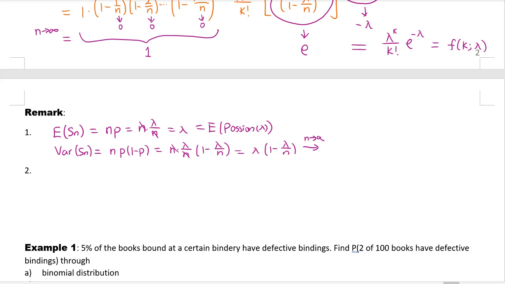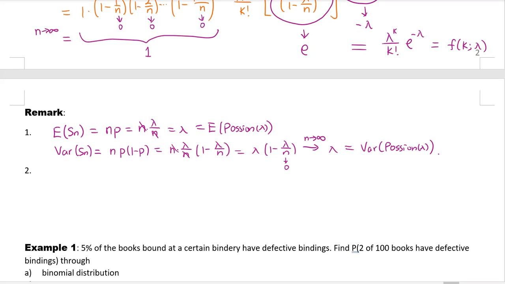Okay, this cancels, but you can see this is lambda times 1 minus lambda over n. But when n goes to infinity, lambda over n just goes to 0. So 1 minus 0 is 1. So this just converges to lambda. And lambda is exactly the variance of the Poisson distribution. So because we use the Poisson distribution to approximate the binomial distribution when n is large, the mean and the variance should match better, right, when n is big.